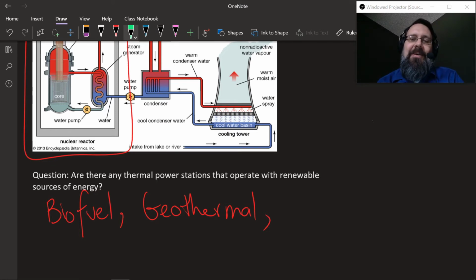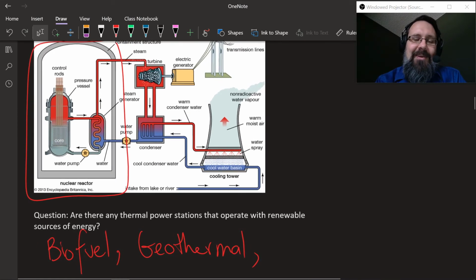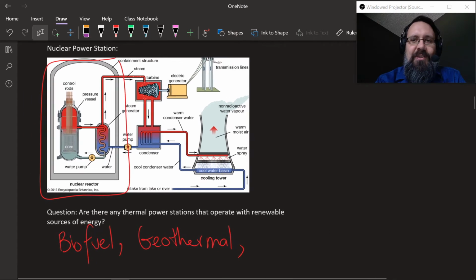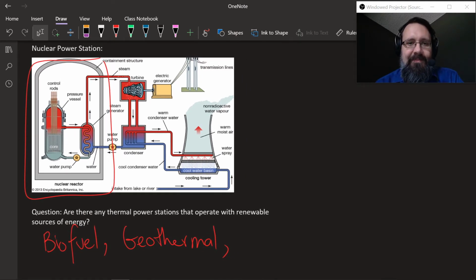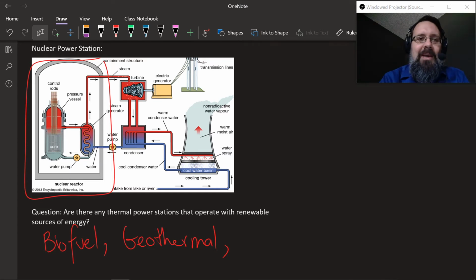What's the problem with that though? You have to dig into the surface of the Earth. Yeah, there's a lot of upfront cost for digging in, but also not everywhere on Earth is going to be able to have that work. There are only certain spots. It would be best to use it in places that have natural hot springs, like Iceland, which is actually where the most use of geothermal is in the world. Yeah, exactly. And there's one other renewable source for thermal power stations.